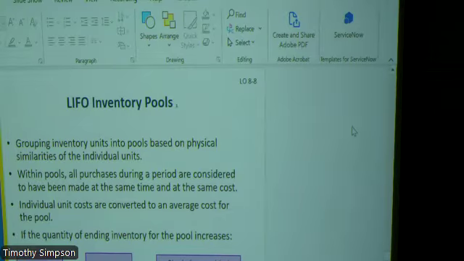So first, let's talk about LIFO pools. That's the first one we're going to talk about here. What we're doing is grouping inventory units all together based upon whatever characteristics make sense. That is, they tend to be the same item for the most part, and we try to do our best to group these because they're essentially the same item.